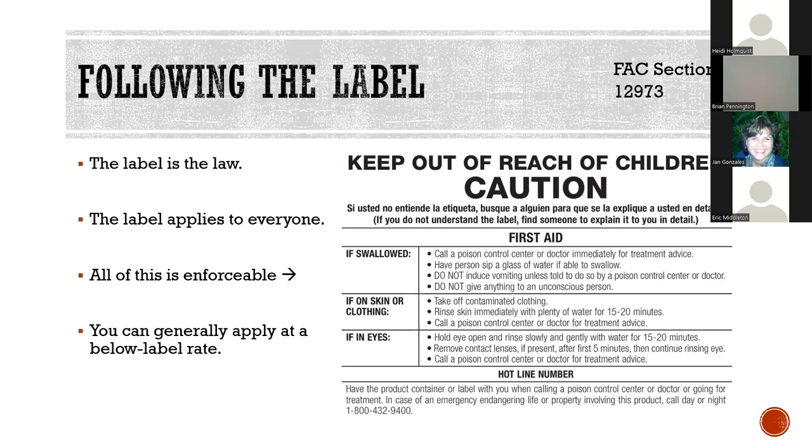So I just make sure that you're actually following the label, because after all, the label is law and applies to everybody. Later on, we're going to be talking about some regulations that apply only to employees, but whether you're an employee, an employer, or an owner, you will have to follow the label. So all of this is enforceable. It might even talk about some time restrictions. I know, for example, Termidor SC, a termiticide insecticide, can only be used at certain times of the year. We look at all those restrictions and make sure everything is being followed to the letter. And if you ever have any questions about how to apply a certain pesticide, you can always look back at the label.